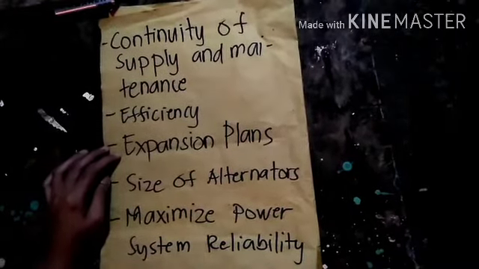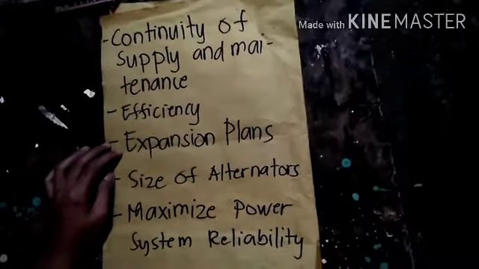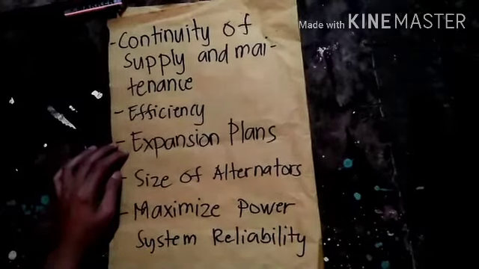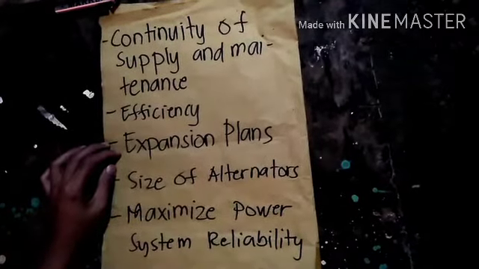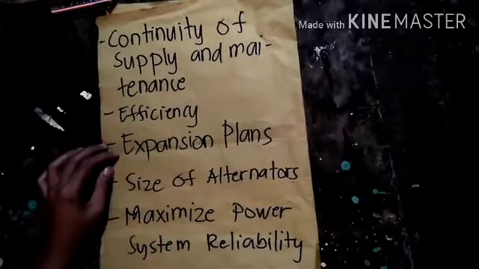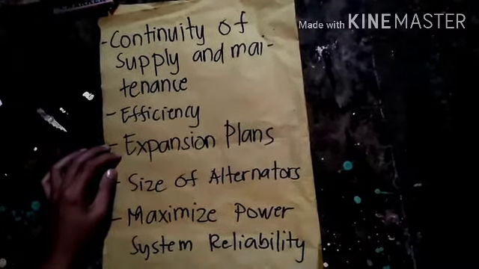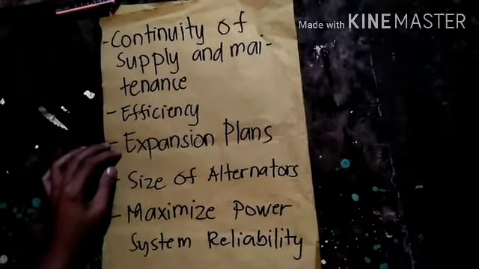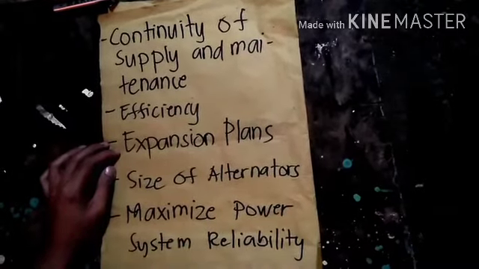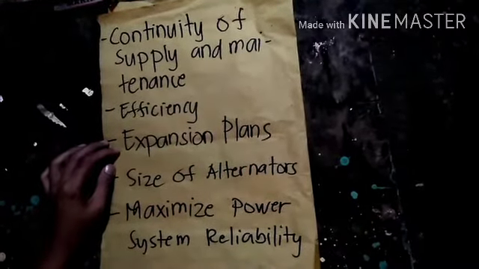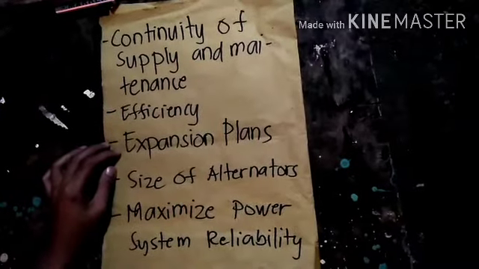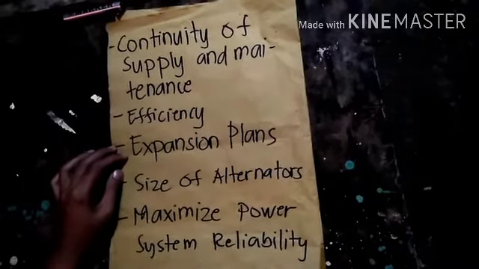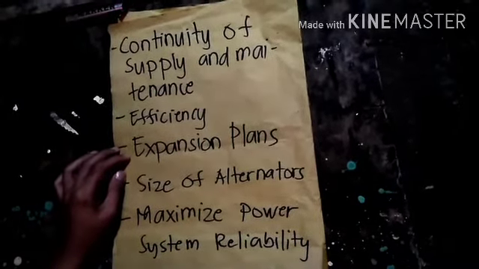Then, expansion plans. Suppose the current capacity of a power plant is 500 megawatts. In order to expand the capacity to 700 megawatts, to fulfill the rising future demand, it would be costlier to replace the entire setup and purchase a bigger unit. It would be more economical to buy small individual alternator units which can be added in parallel to the bus bar system in order to reduce the initial capital investment.